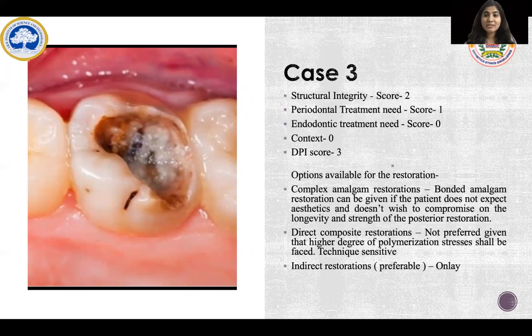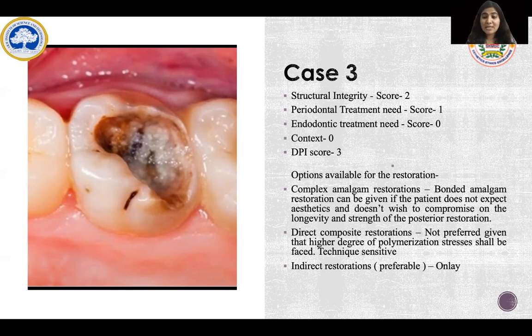now we can see that for the structural integrity here, we have given a score of 2. The periodontal treatment is score 1 due to the presence of calculus. Also, there is no need for an endodontic treatment, and the context is also 0. So, a total DPI score of 3 for case 3 is seen. Now, coming to the restorative options that are available, a complex amalgam restoration, bonded amalgam, can be given if the patient does not think that aesthetics is a concern. Also, the longevity and strength of the posterior restoration won't be compromised in these cases.